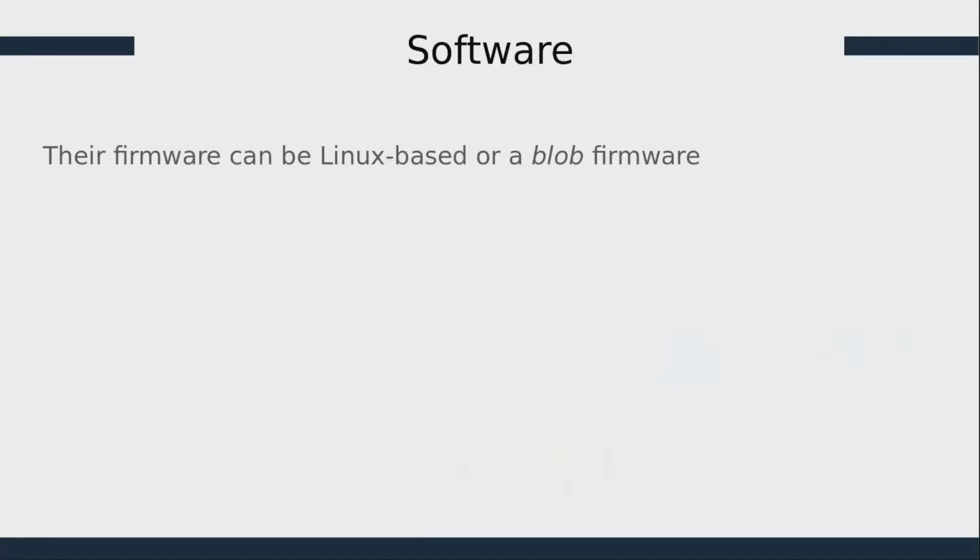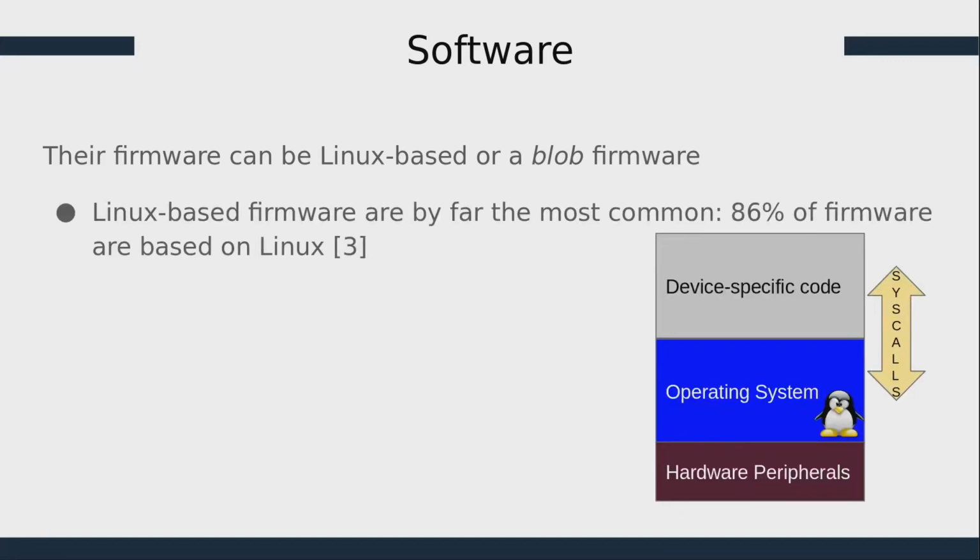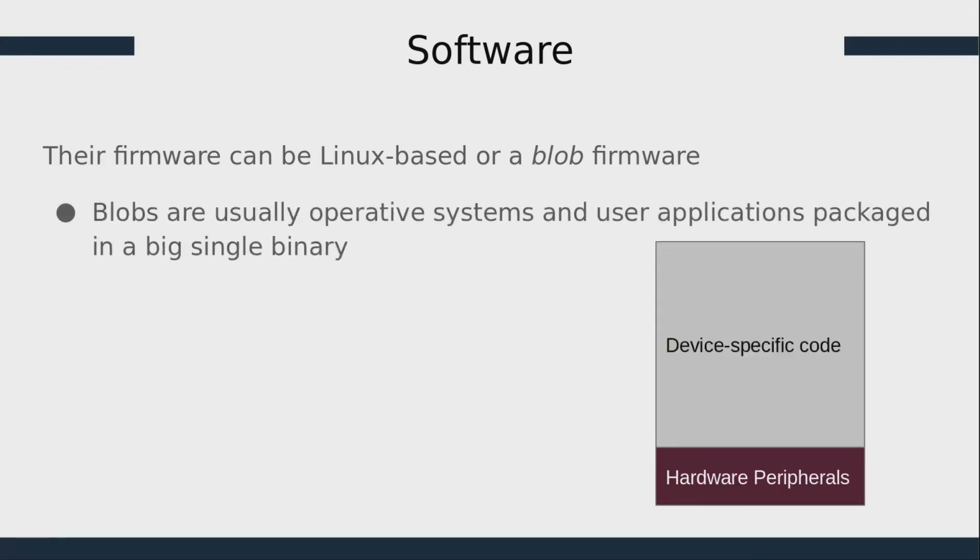The firmware of IoT devices can be either Linux-based or blob firmware. Linux-based are by far the most common. A study showed that 86% of firmware are based on Linux. On the other hand, blob firmware are usually operating systems and user applications packaged in a single binary.